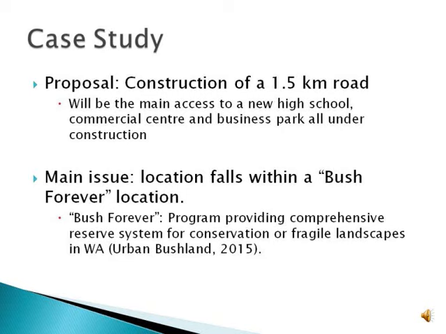Bush Forever sites belong to a program that was first adopted in 2000 to provide a comprehensive reserve system for conservation of fragile landscapes in WA. The area also qualifies as a significant natural area according to the EPA. The area also contains one of the largest remaining areas of damplands and the largest consolidated area of southern river vegetation in the Perth metropolitan region.